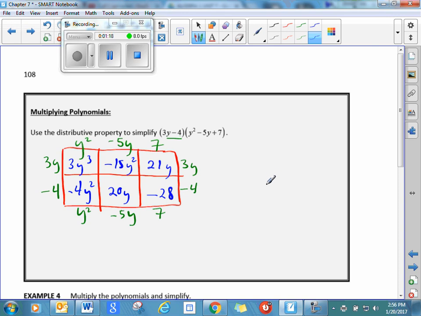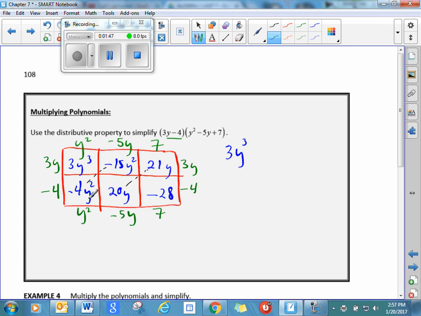So now we need to simplify. We need to write it in standard form. And I want you to look at something that is kind of cool here that happens. So if we start with this box right here, we don't have any other y cubes, so we can go ahead and write him down. But then, if you notice, if you look at the diagonal, this guy going with that guy, this guy going with that guy, these are like terms. So we can combine them.